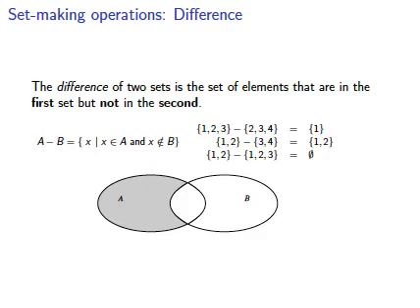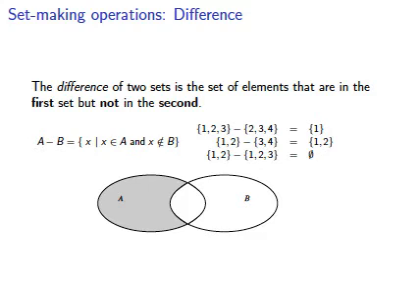Now look at the examples. The set 1, 2, 3 minus the set 2, 3, 4 gives us the set containing just 1, since that's the only thing in the first but not in the second. The fact that 4 is in the second set doesn't matter.